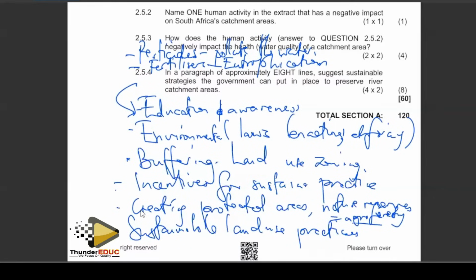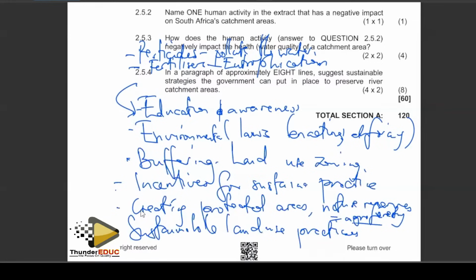Right? We cannot limit ourselves to this, because this is a 4x2, which means if you raise 4 responses which are fully explained with a factor and a qualifier, then you get your 8 marks. However, there are so many responses that you can give. There are so many other possible answers to this particular question.